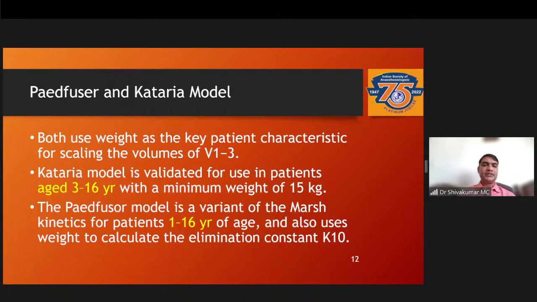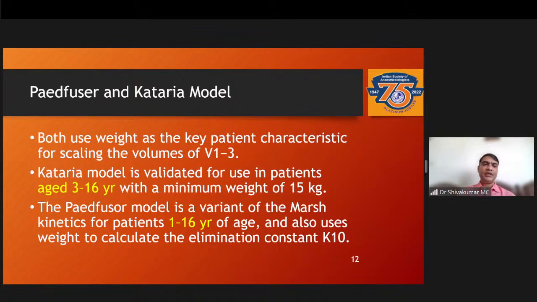The Paedfusor and Kataria models were already discussed. Both use weight as a key patient characteristic, because the plasma compartment and the V2 and V3 compartments also increase with the weight and the age of the patient. So it uses weight as the main criterion to determine V1, V2 and V3. The Kataria model is validated for use in patients between the ages of 3 to 16 years with a minimum weight of 15 kg. The Paedfusor model is a variant of the Marsh kinetic model. It is for 1 to 16 years of age and also uses the weight to calculate the elimination constant, that is K10.